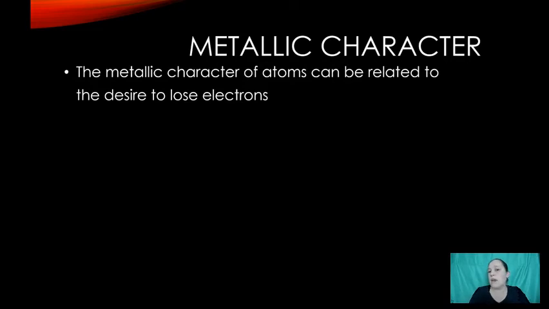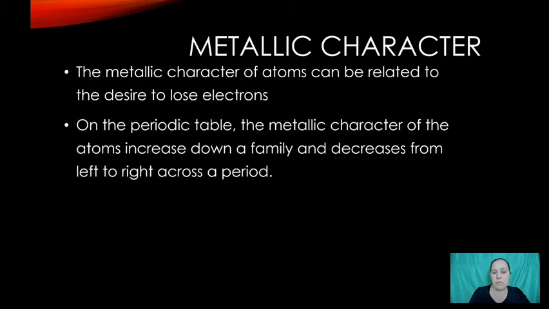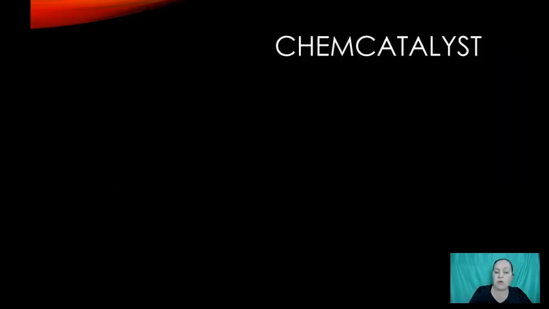Metallic character. So metallic character is another trend that we're looking at. Basically, how closely does an atom or an element behave like a metal with metal characteristics, which relates to the desire to lose electrons. Now think about it this way. Where are most of your metals? Most of your metals are over to the left, okay? And then your metallic character is going to increase this way. It's going to be opposite of ionization energy. On the periodic table, metallic character of the atoms increases down a family or down a group and decreases from the left to the right, meaning it increases from the right to the left.